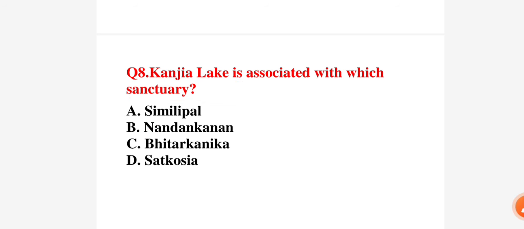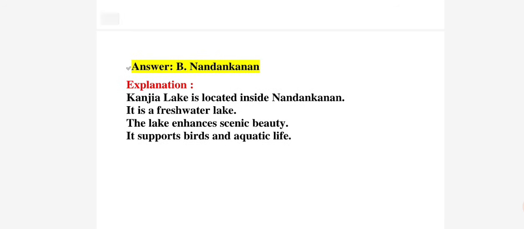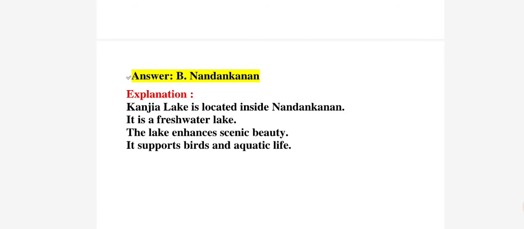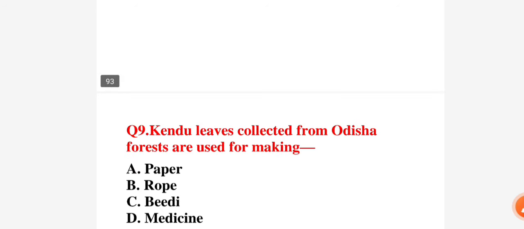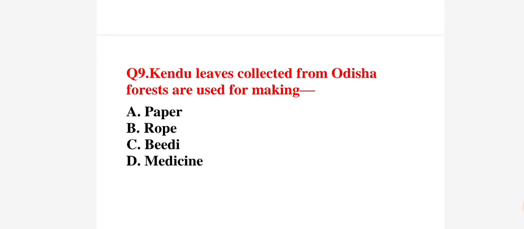This question was asked in a previous ASO examination, which was conducted, I think, in 2018 or 19. About the Kanjia lake: it is located inside Nandankanan. It is a freshwater lake, the lake enhances scenic beauty, and it supports birds and aquatic life. So let us move to our question number 9. Question number 9 is about Kendu leaves collection. Kendu leaves collected from Odisha forests are used for making what? Option A, paper; option B, rope; option C, bidi; option D, medicine.